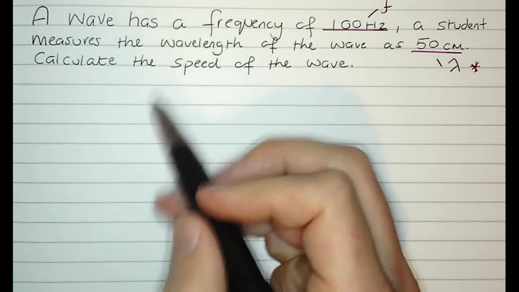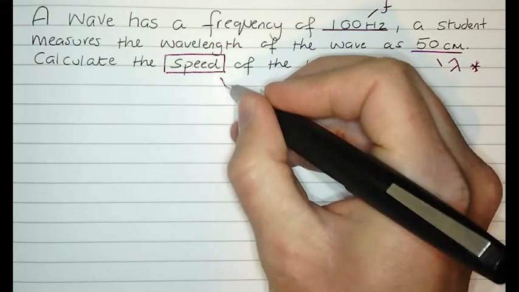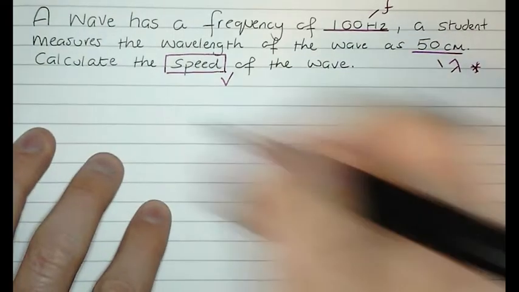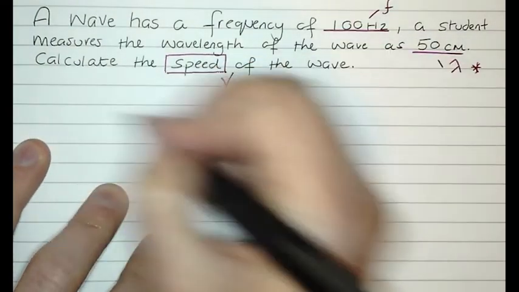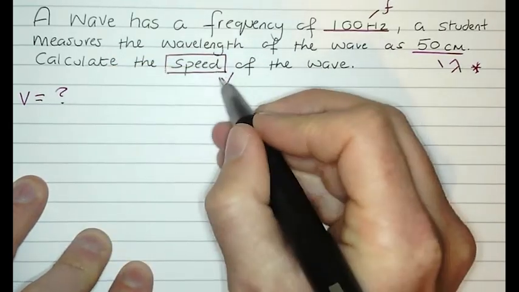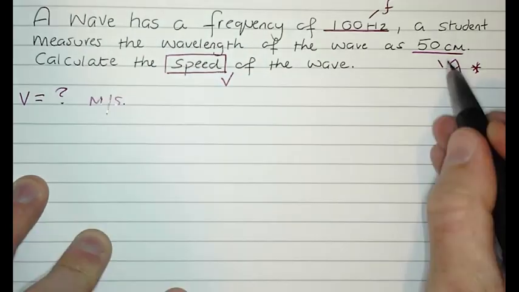Now, what are we actually trying to find? We're trying to find the speed. So we're going to put a box around that. We're trying to find the speed. Now let's list what we've got and we'll convert this. So we've got V is unknown. So we don't know that, but speed is always going to be in meters per second. And because that's in meters, this can't be in centimeters.